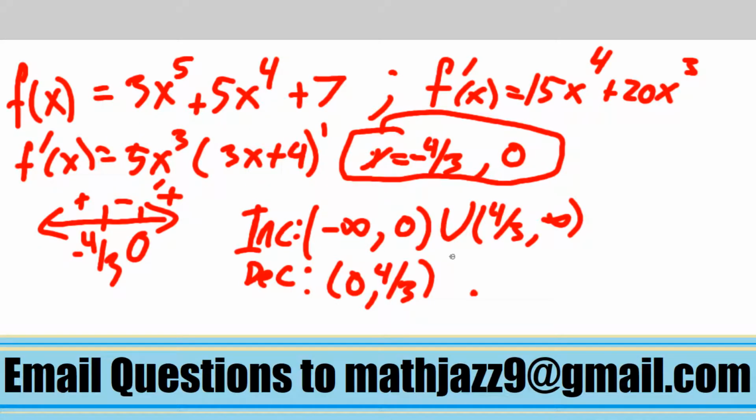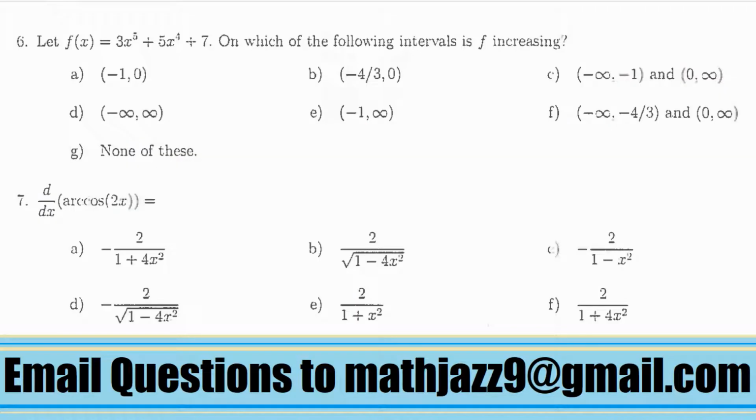So our increasing interval is going to be, we're going to switch these. This is -4/3. This is 0. And switch these as well. There we go. So we have -4/3, 0, -4/3, and 0. Okay, so we have all of our intervals. Looking at the question that we were given, that is option F. Option F.